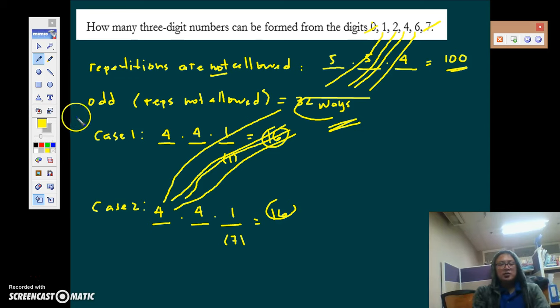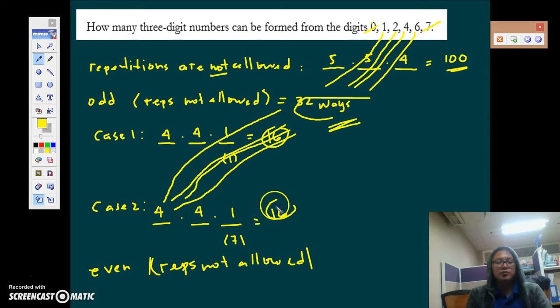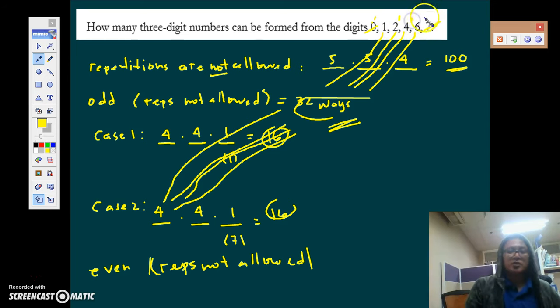32 ways. Now, if you're asked how many even 3-digit numbers can be formed from the digits, again, repetitions not allowed, you can make these cases again. Remember, the number will end up being even if it ends in 0, case 1, ending in 2, case 2, ending in 4, case 3, and ending in 6, case 4.